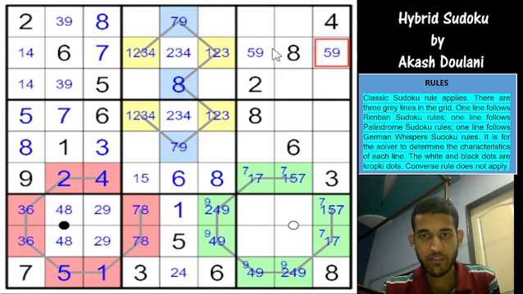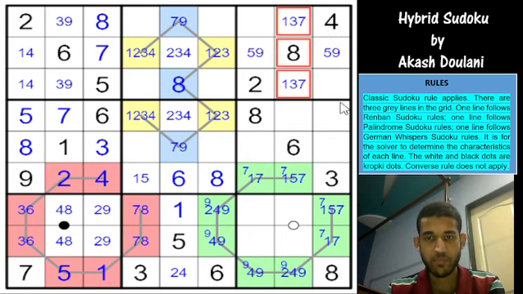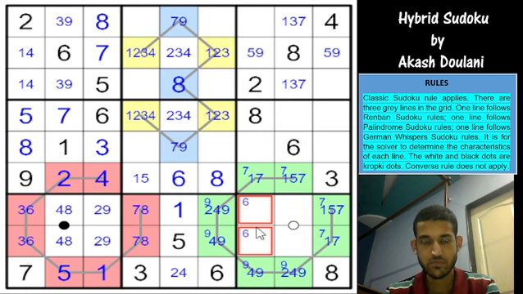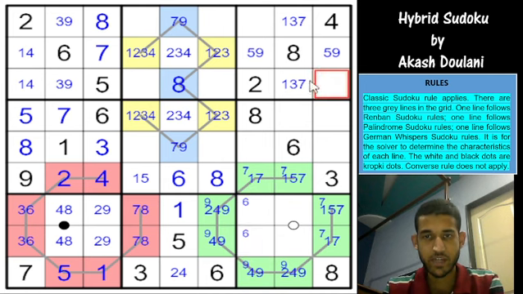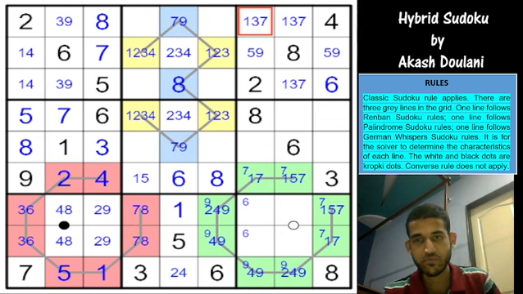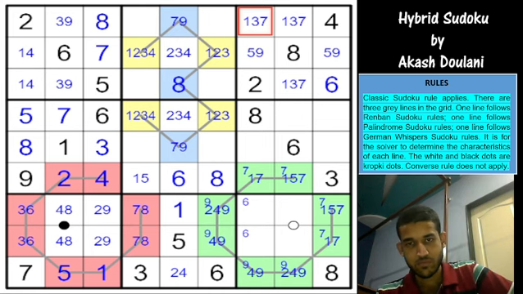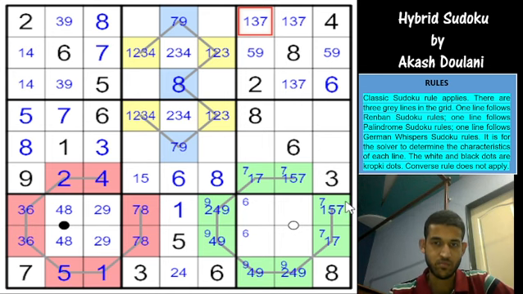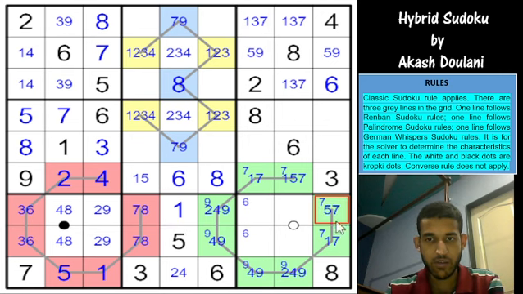So 2, 4, 8, 5 and 9. So these two cells must be 1, 3, 7. And if you look at 6, 6 in box 9 goes into one of these two cells. And which means I can place the 6 here. And this must be a 1, 3, 7 now. So because you have 1 here, that is not 1, so which means this is not 1. So these must be 5, 7 and equal to each other.